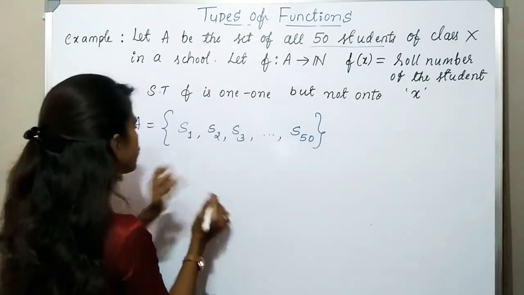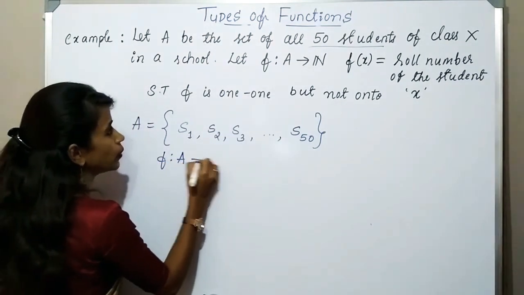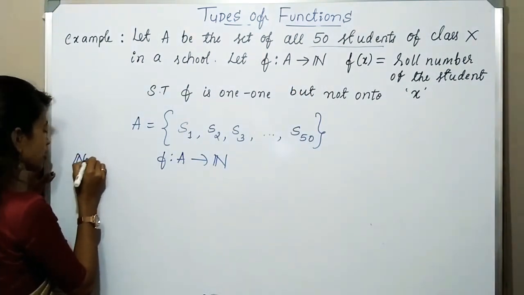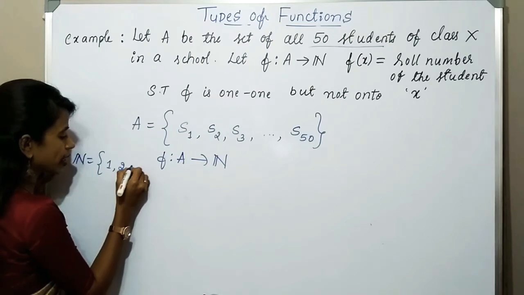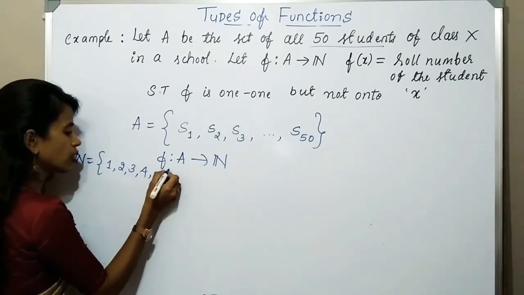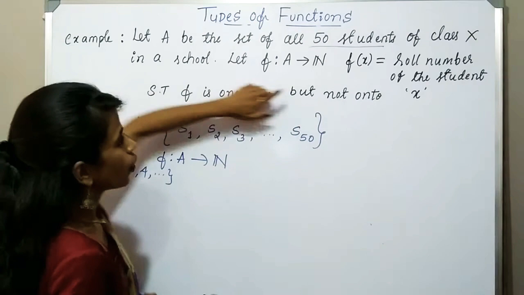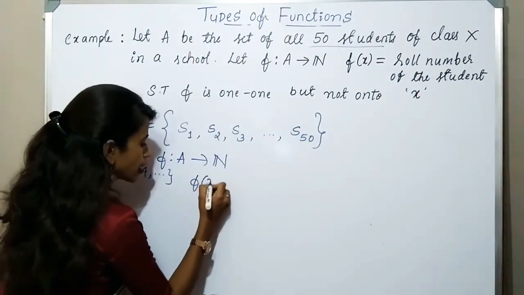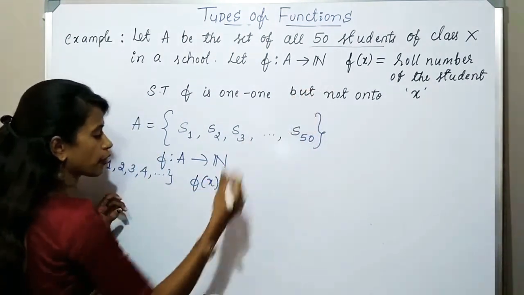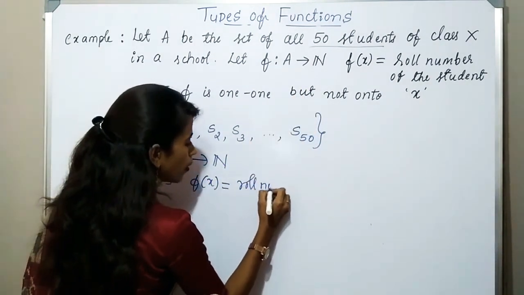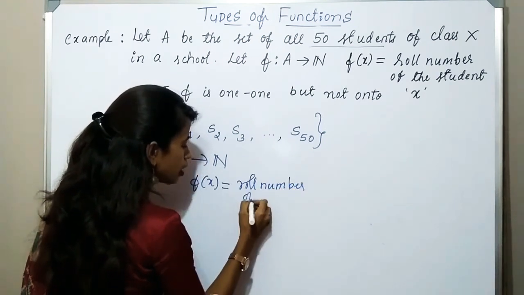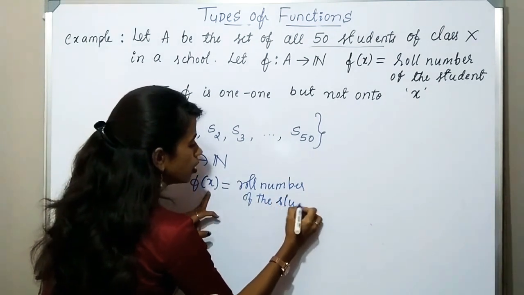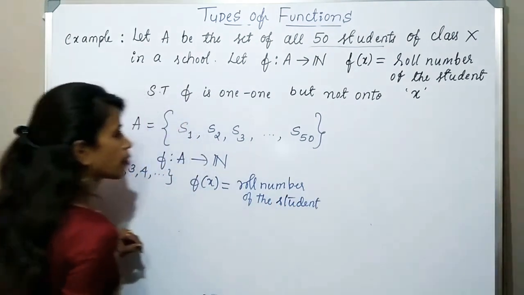Let f be a mapping from A to N. What is that N? The set of all natural numbers. Natural numbers means starting from 1, that is, counting numbers: 1, 2, 3, 4, and so on. The function f of x is nothing but the roll number of the student. The function is defined as follows: f of x is equal to the roll number of the student.